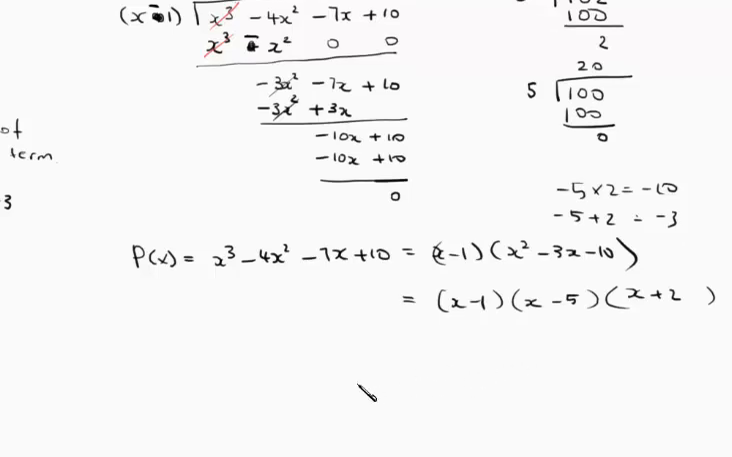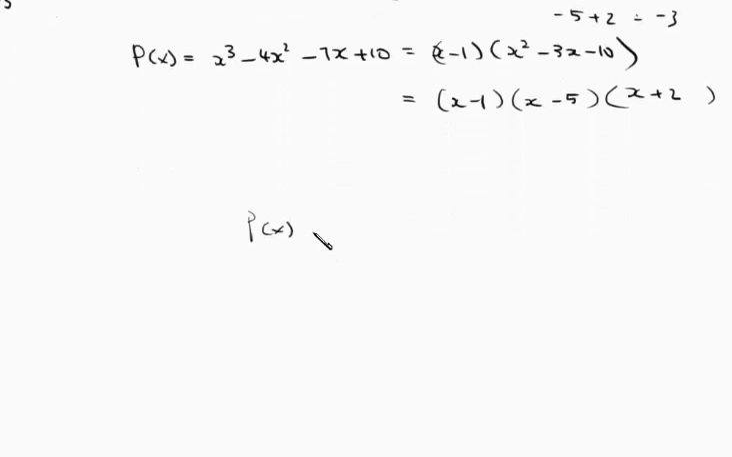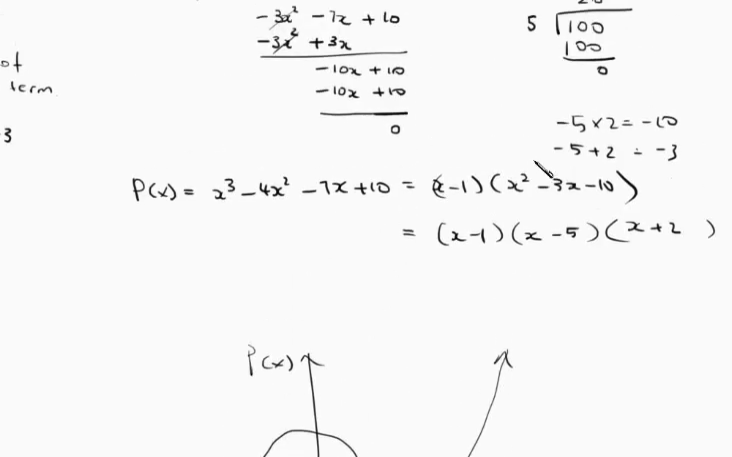Okay? So now we can plot. So this is all factorized. So the equation is now, so 1, 5, minus 2. And it's a cubic, and it's all 1, 1, 1. So it's just going to pass through all of this just once like that. Okay, so that's how you do it.